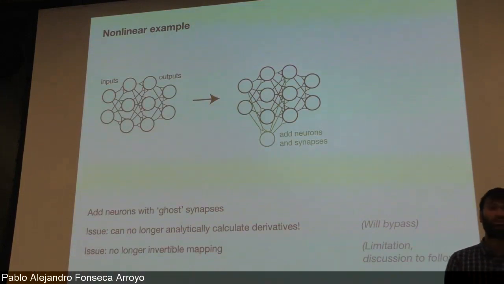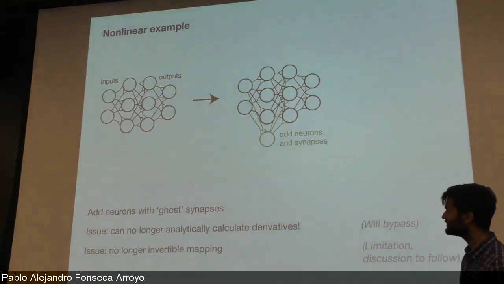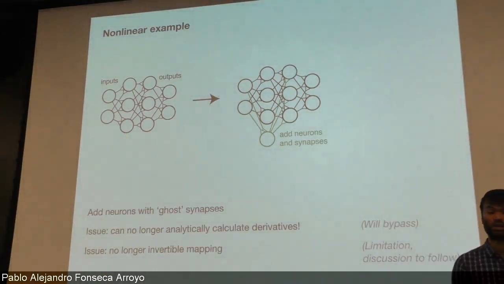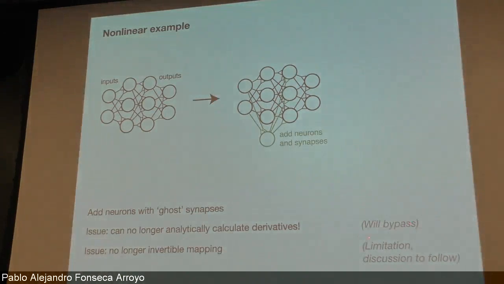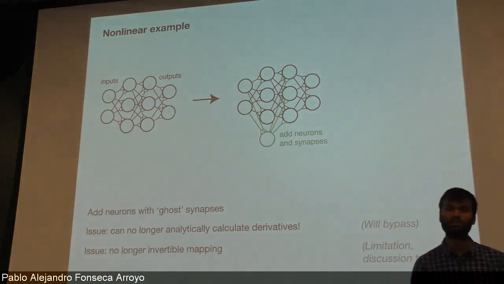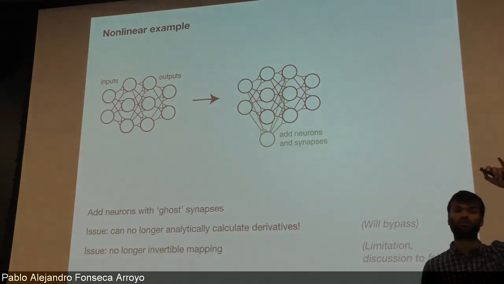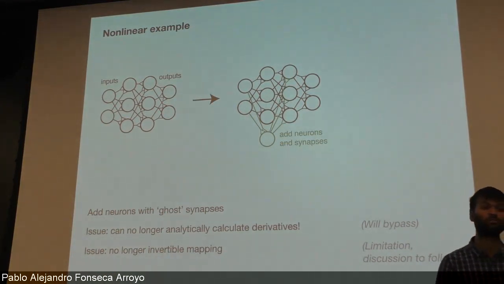Okay, so there's no issues compared to the linear example. First of all, we can't analytically calculate derivatives like we did before in the linear example, but we're going to be able to bypass that. Another limitation is that in the linear case, there was always an invertible mapping between smaller and larger networks. There are always equivalent states with equivalent errors.